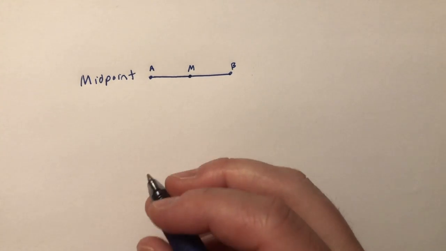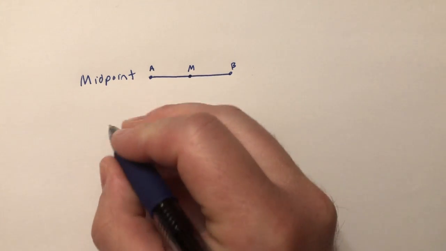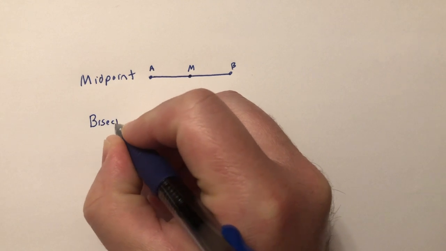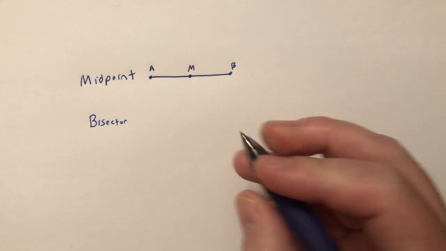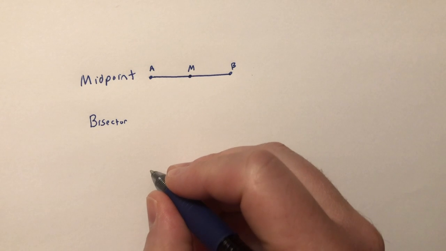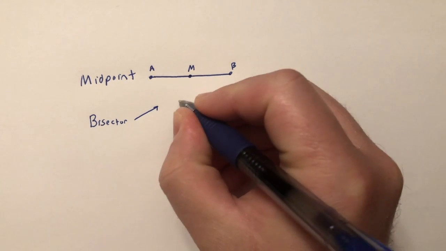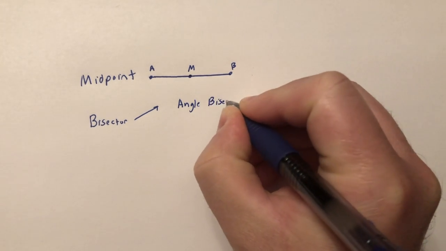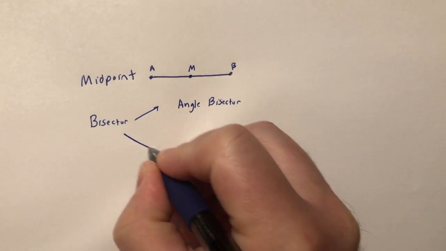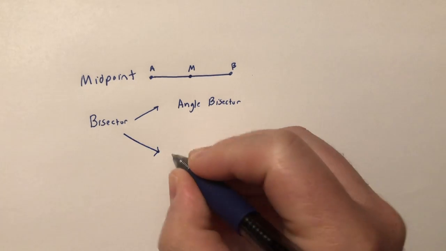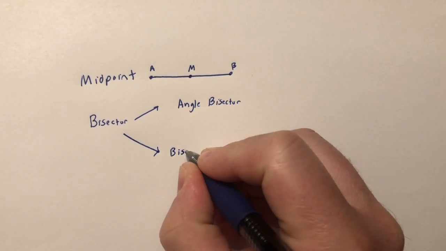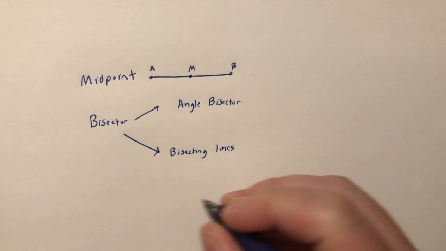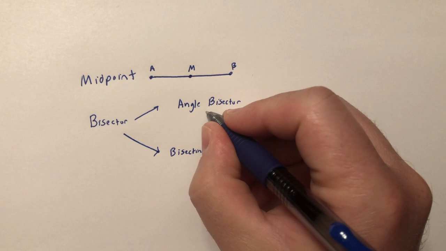Now, another word we're going to hear a lot is bisector. Okay? So lines can be bisected or angles can be bisected. So we can have what's called an angle bisector. Or we could also have bisecting lines.